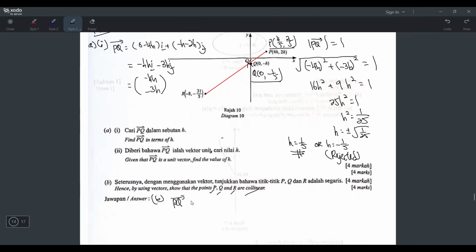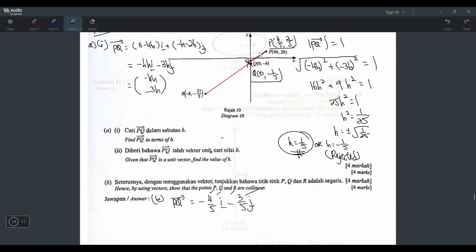Okay, let's write in terms of i and j. But I already found out h is 1 over 5. So why not I substitute inside? I'll get negative 4 over 5 i. Yeah, because h is positive 1 over 5, right? So I just substitute inside. And then negative 3 times h, negative 3 times 1 over 5, negative 3 over 5 j. So that is my vector PQ. But I need another vector.